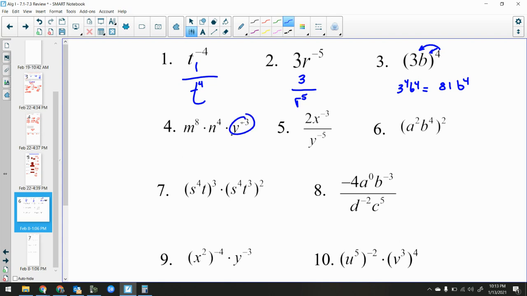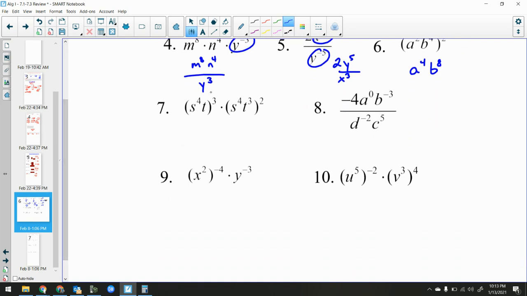The only thing that should change here is this y to the negative second. So I've got m to the 8th, n to the 4th, over y to the 3rd. Notice that the negative exponents here would make them trade places. I've got 2y to the 5th over x to the 3rd. Product here, we multiply in, and we multiply because I'm distributing the power. a to the 4th, b to the 8th.